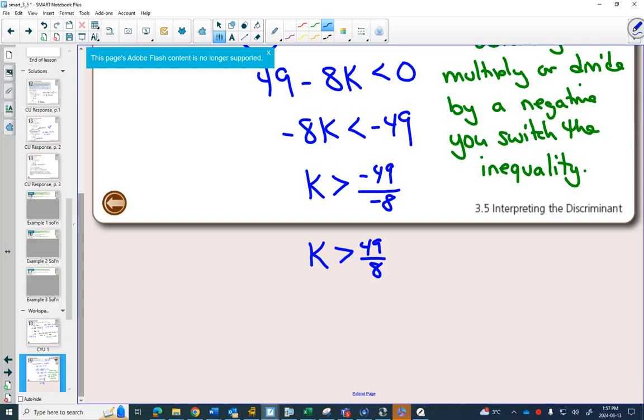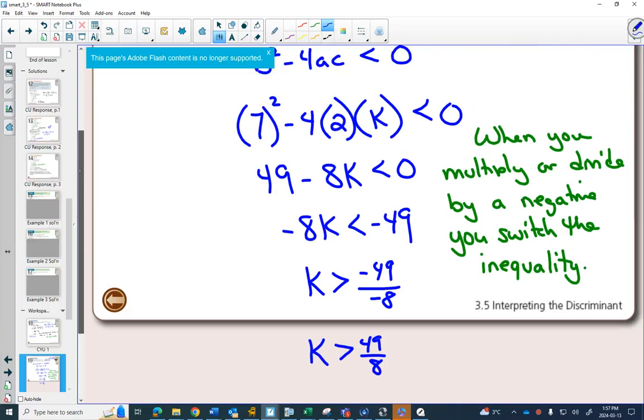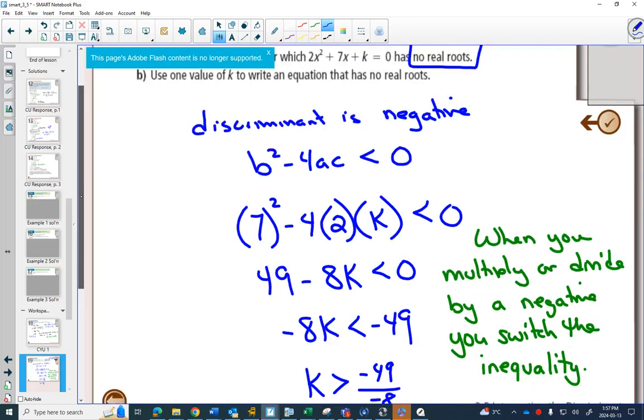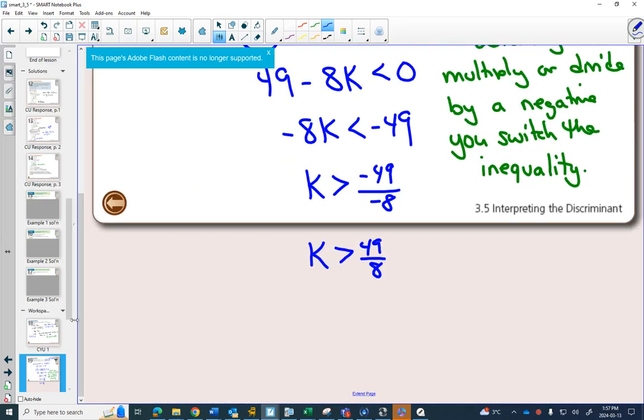Can someone tell me a nice number that is bigger than 49 over 8? 2? No, I don't think 2 is big enough. 8? 8 would be big enough, right? 7,000 would be big enough. There's lots of numbers that would be big enough. Okay? Because in part B, it says, use one value of k. Anything bigger than this. So in B, someone said, choose k is equal to 8.